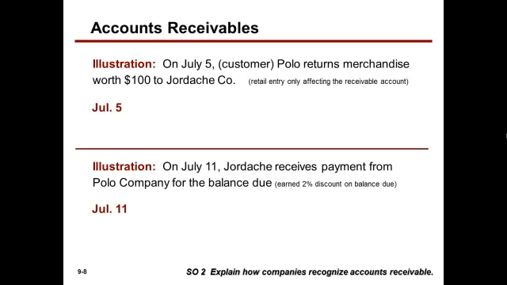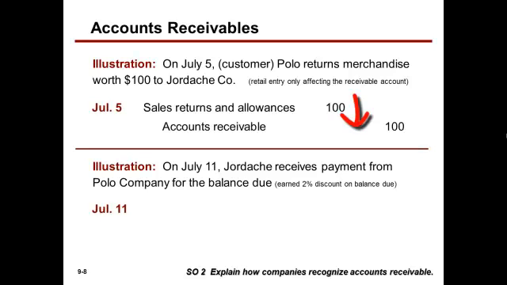Next example, on July 5th, the customer returns merchandise worth $100 to DoorDash Company. They're returning this before their promise to pay is due. And we'll just cover the entry only affecting the receivable account in this example. So DoorDash will debit sales returns and allowances, $100. That's a contra sales account. And they'll credit accounts receivable, $100, reducing the asset. And the debit to sales returns and allowances will reduce the net sales valuation in the income statement.